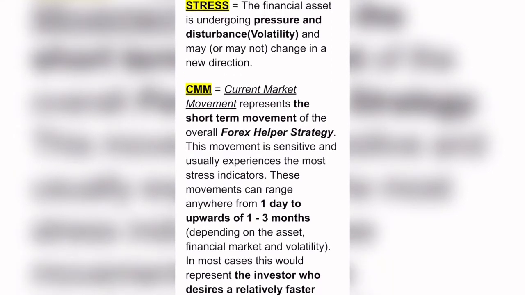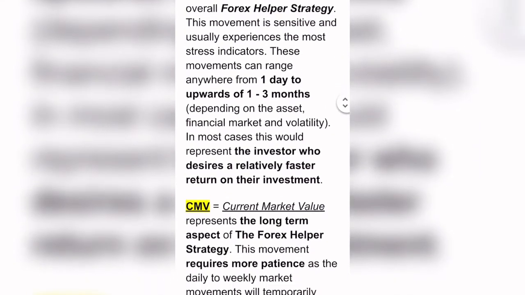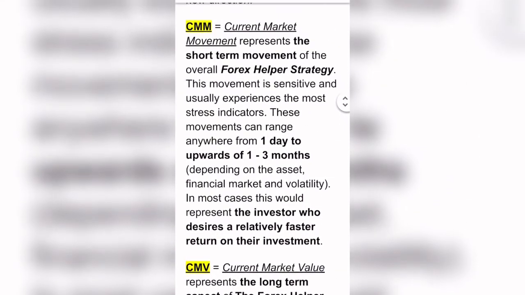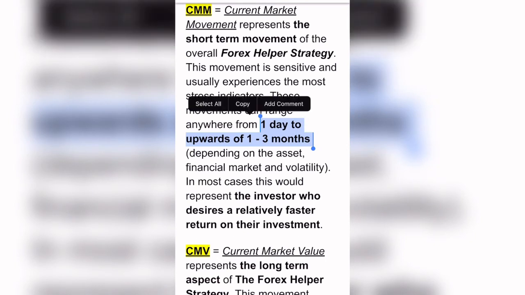All right. Current market movement. I went over this already on a previous video, but to sum it up, current market movement is for those who are interested in holding their trades short term. Now, we'll talk about this here. You'll notice on here, there's the 1 day to upwards of 1 to 3 months. So it could go anywhere in between that time. Sometimes you have current market movement in 2-3 days, you're making profit. I mean, usually that's the case.